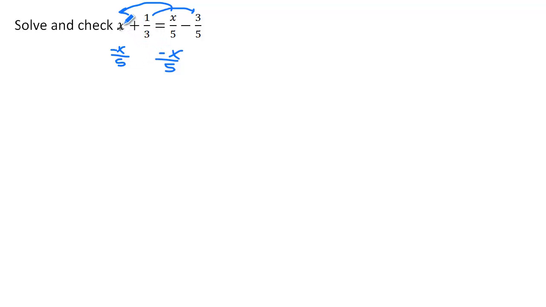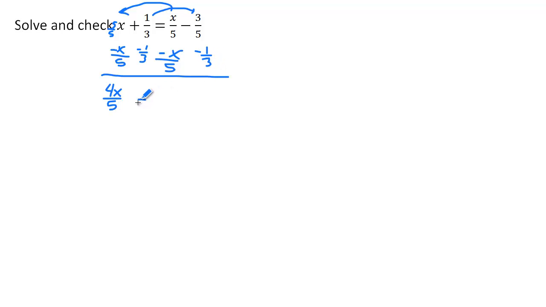So this is a positive 1x. So how many fifths is it? Well, 1 is the same as 5 fifths, so this is 5x over 5 minus 1x over 5. We're going to get a total of 4x over 5. Now, we also need to take that 1/3 away from this side. So we can subtract 1/3 from both sides.